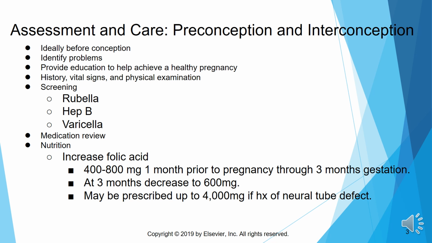If the mom has a history of a child with a neural tube defect, we would prescribe up to 4,000 milligrams to prevent neural tube defects from occurring in this current pregnancy. So folic acid is a big one.